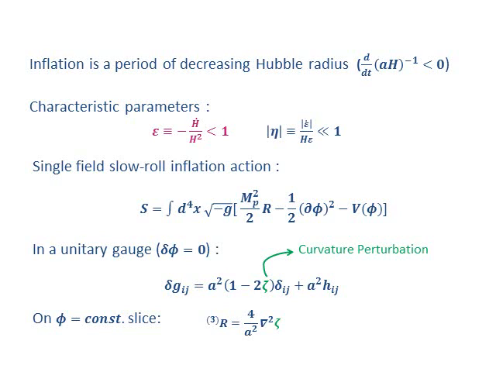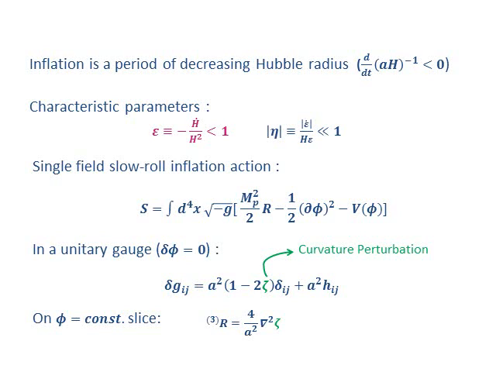Also, to solve those problems that I mentioned, we need the condition of smallness of epsilon to hold for a sufficient amount of time, and then it can be characterized by another parameter called eta, which measures the fractional change of epsilon per Hubble time, and it should be much less than 1.